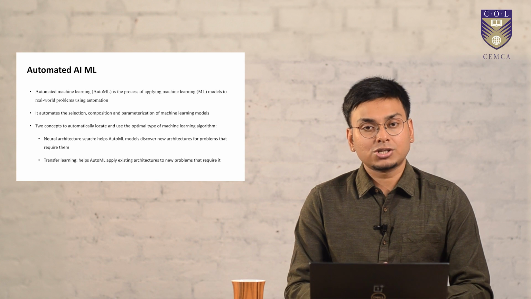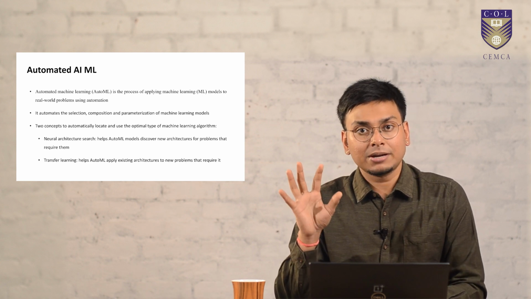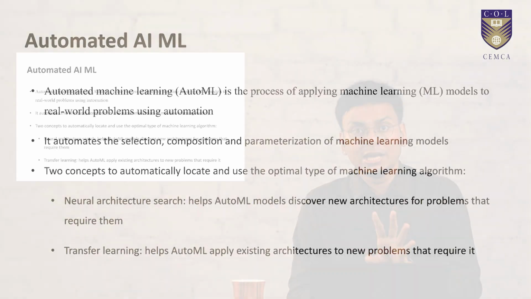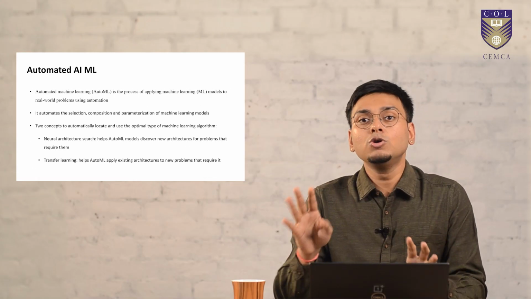So there are two principles based on which this automatic artificial intelligence and machine learning process takes place. The first one we call neural architecture search. Here the AutoML model discovers new architectures for the problems that require them. So rather than us developing a new architecture, the machine itself is finding a new architecture for the problem. The next principle that operates in AI/ML is transfer learning, where the auto AI/ML is applying an existing architecture to the new problem. So in this case, some pre-developed architecture is being applied to the new problem that has arisen.